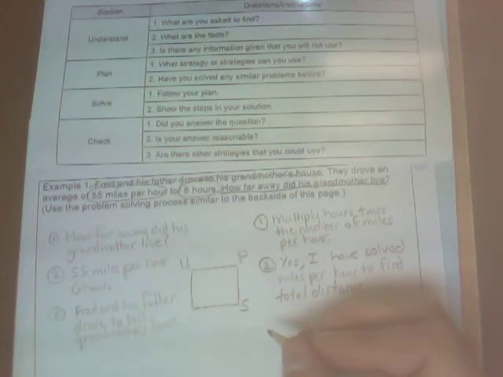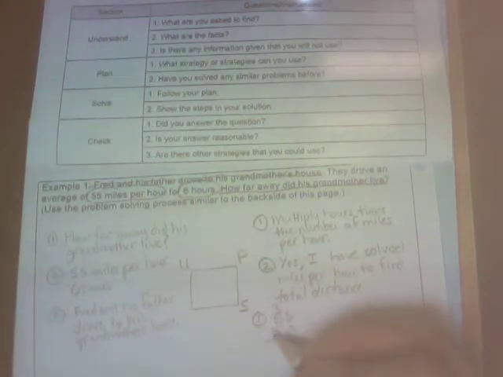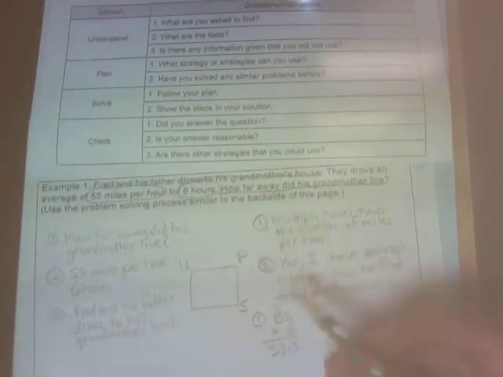on the bottom right for solve and follow the 2 steps. So step 1 for solve, follow your plan. So my plan is to multiply, so that's what I'll do. So I'm going to multiply 55 times 6. 6 times 5 is 30 plus 3, 33. So step 2, show your steps in your solution. Here are my steps. I'll circle it. I showed all my steps.